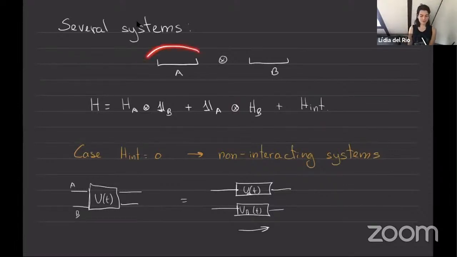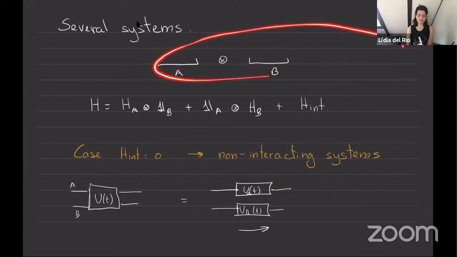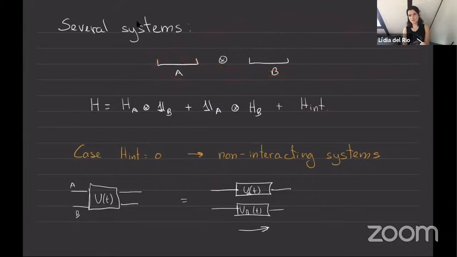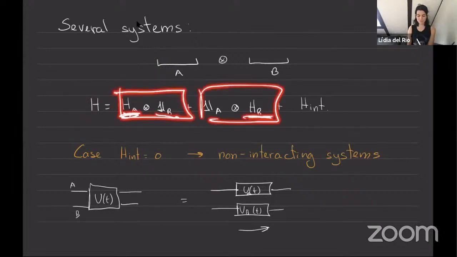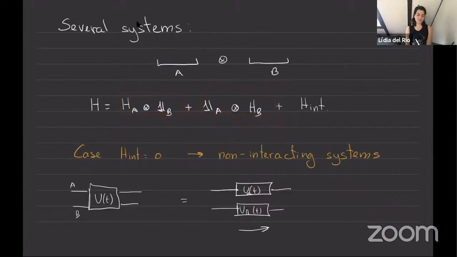We have several systems, A, B, we could have more here, C, and so on. And there's a joint Hamiltonian acting on everything. However, for many physical systems, as you saw at the end of the first part of the lecture, we can find a sensible decomposition of the global Hamiltonian into local terms. So this one acts only on A and does nothing on B. This one acts only on B and does nothing on A. And then whatever is left, we call the interaction Hamiltonian.